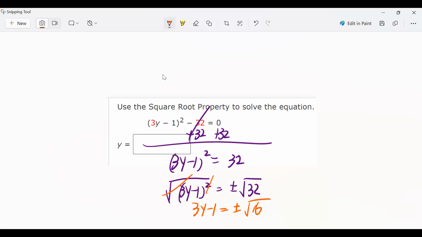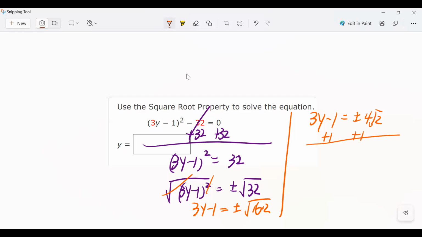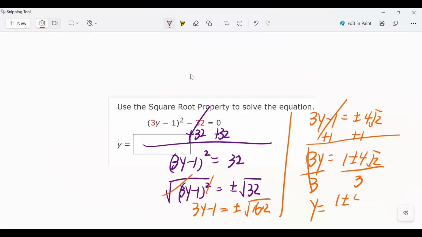Simplify this, it will be 16 times 2. Square root of 16 is going to be 4. 4 radical 2. 3y minus 1 equal to plus minus 4 radical 2. Then add 1 to both sides of the equation. 3y is equal to 1 plus minus 4 radical 2. Now dividing both sides of the equation by 3, we get a solution. y is equal to 1 plus minus 4 radical 2 over 3.